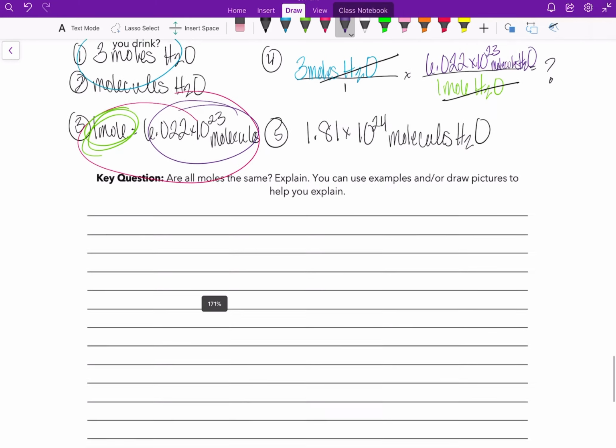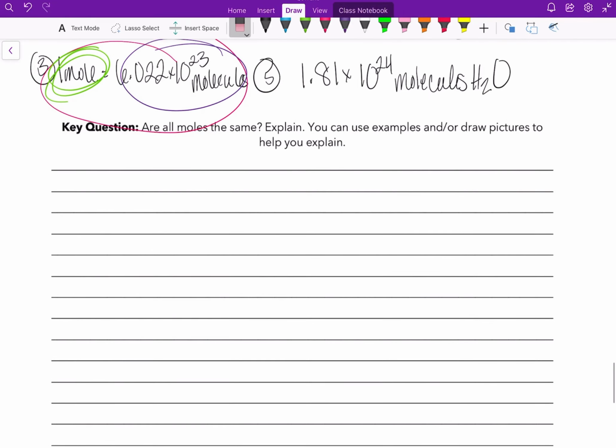The last thing that you are going to do is you're going to flip the page, and I want you to answer this key question. This is a guiding question for our unit. It's one of our big questions, and this question is also going to be on your test. So there's plenty of room to write or draw a picture if you would also like to do that. The question is, are all moles the same? And then explain. And you can use an example or draw a picture to help you explain.